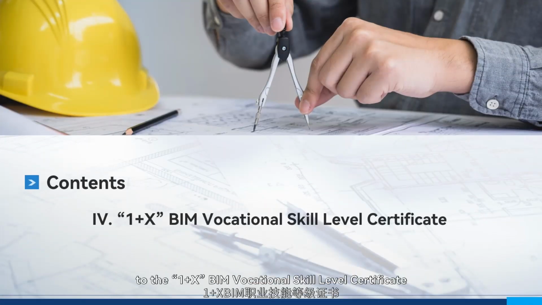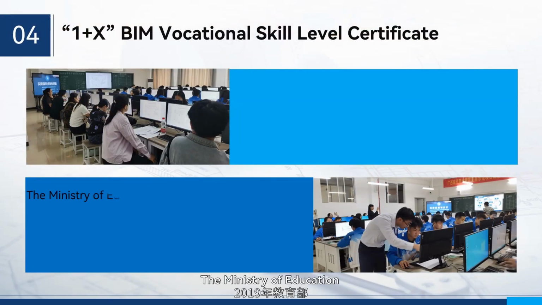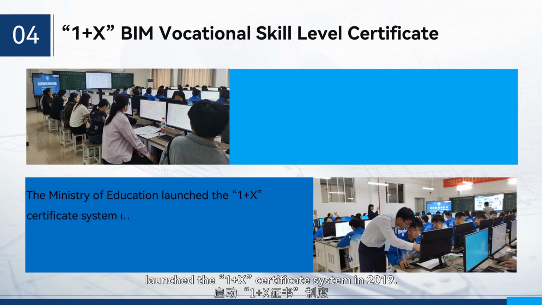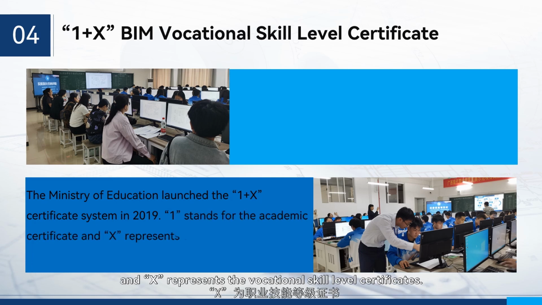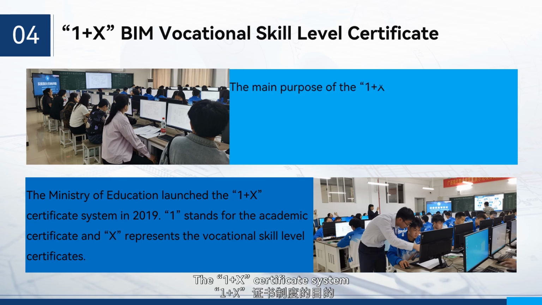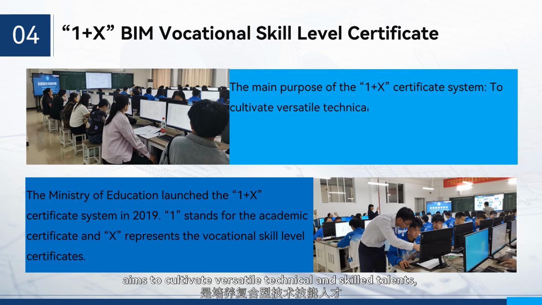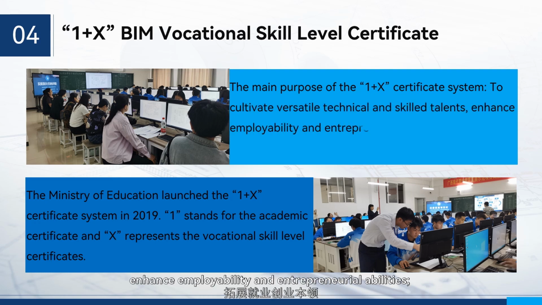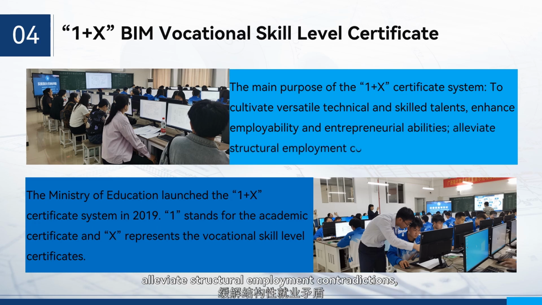4. A brief introduction to the 1+X BIM Vocational Skill Level Certificate. The Ministry of Education launched the 1+X certificate system in 2019. It is a system about 1 academic certificate and a number of vocational skill level certificates. 1 stands for the academic certificate and X represents the vocational skill level certificates. The 1+X certificate system aims to cultivate versatile technical and skilled talents, enhance employability and entrepreneurial abilities, alleviate structural employment contradictions, and provide students with a dual assurance of both education credentials and practical skills.